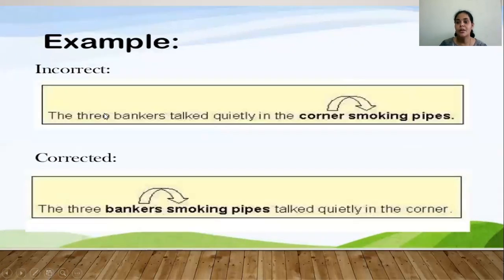The third one is misplacement of phrases. You can see the sentence: The three bankers talked quietly in the corner smoking pipes. Now, phrases are nothing but joining of two or three words together. Now this is the wrong sentence. The correct one: The three bankers smoking pipes talked quietly in the corner. Now, how the phrase is being misplaced, instead of after bankers, it is being placed somewhere else. The entire meaning changes.